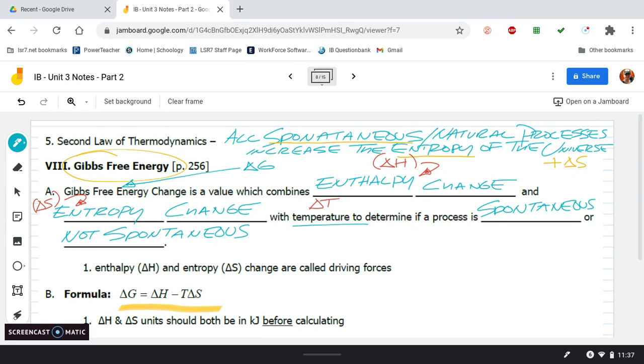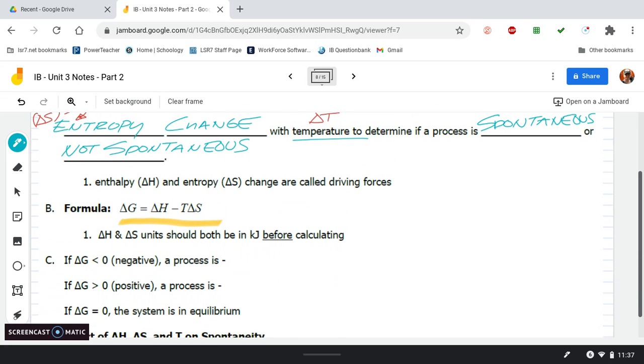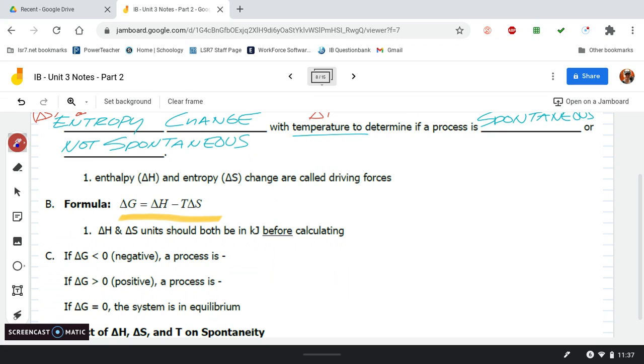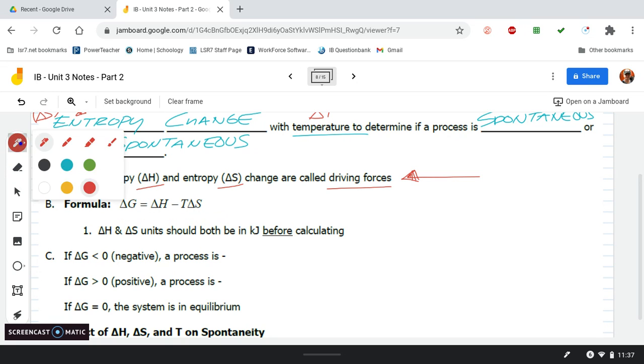So like I said, we spent a lot of time talking about this word spontaneous, but at the end of the day, it's like, does the reaction happen or not? Okay, so delta H and delta S are called driving forces because they determine whether or not the reaction is going to occur. So they decide whether the reaction is going to be doing anything or not. So definitely a formula that will be on the test. It's given in the data booklet, and so being able to solve problems like this is very, very important.